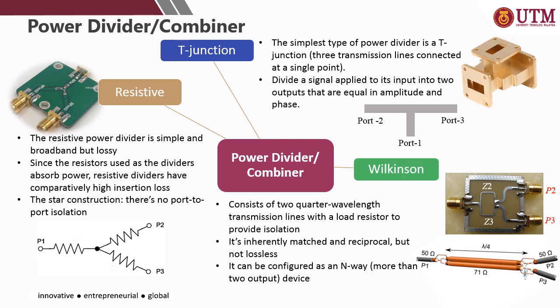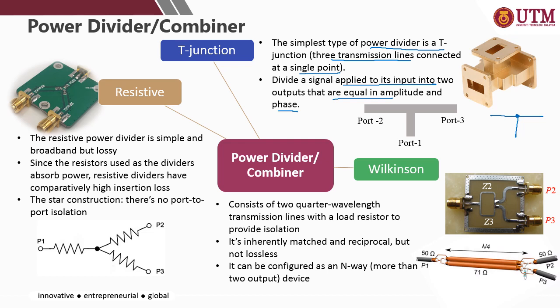Okay, there are three main types of power divider. The first one is the simplest one, the T-junction. This is the simplest type of power divider, in the shape of a T, representing three transmission lines, 1, 2, and 3, connected at a single point. This power divider will divide the supplied input signal into two outputs that are equal in amplitude and phase. But sometimes the power may not be divided equally into port 2 and port 3, depending on the ratio or the requirement of the system.